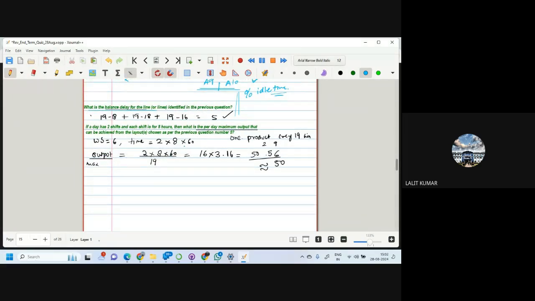If a day has 2 shifts and each shift is of 8 hours, what is the per day maximum output that can be achieved from the layout? He has given the time: 2 times 8 into 60, because everything is in minutes. One product you are producing every 19 minutes as per the workstation. So total output will be time divided by the min cycle time. This becomes around 50.56, which is equal to 50. That's how you get it.